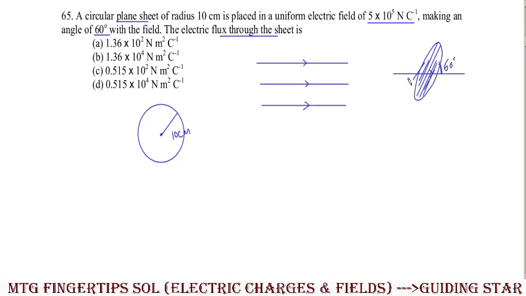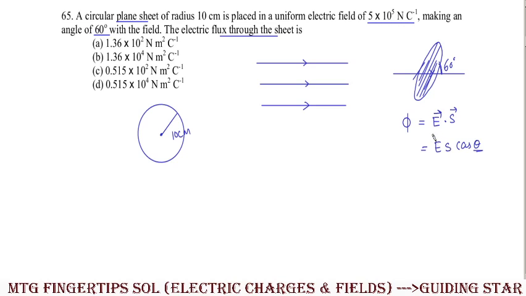So here in this particular case, we know the formula for flux. The formula for flux is how much? Phi is equal to E bar dot S bar, and it is nothing but E S cos theta. What is theta over here? Theta is nothing but the angle between the electric field and the normal to the given area.